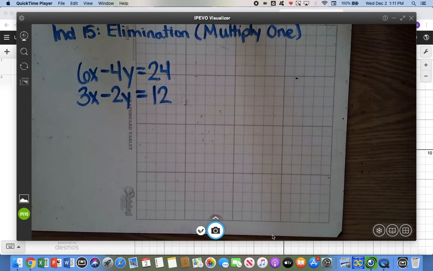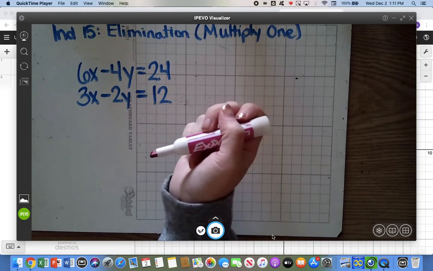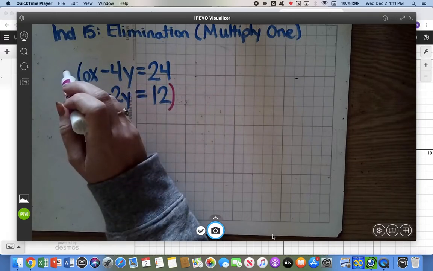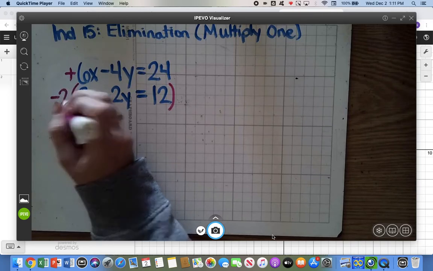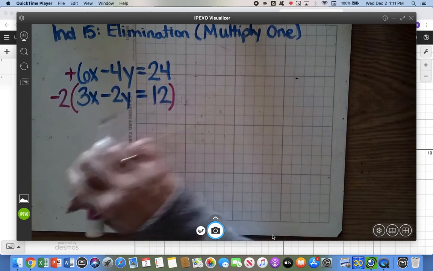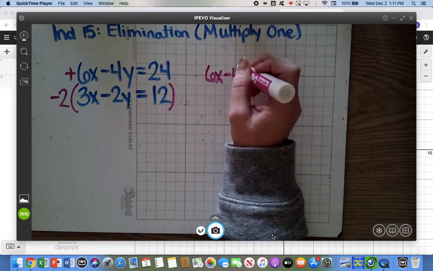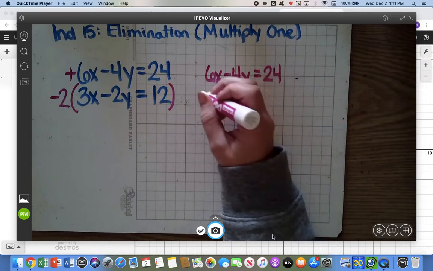All right, do you guys notice anything about those equations? Let's say, does 3 go into 6? Yes. Does 4 go into 2, or 2 go into 4? Yes. All right, so if this is a positive 6, I want this to be a negative 6. I'm going to multiply by negative 2. When I multiply by the bottom, I always rewrite the equations just because I don't like to mark out the originals.